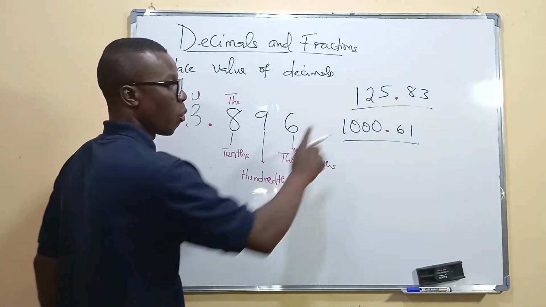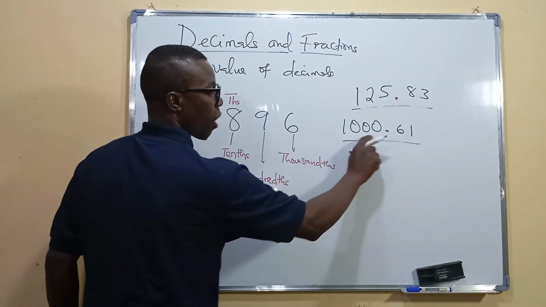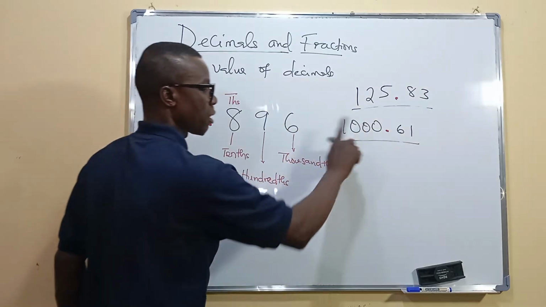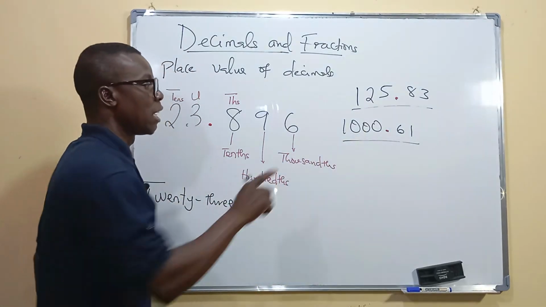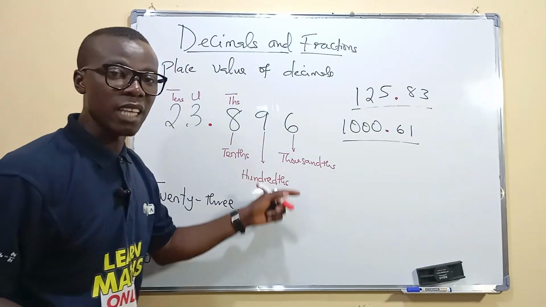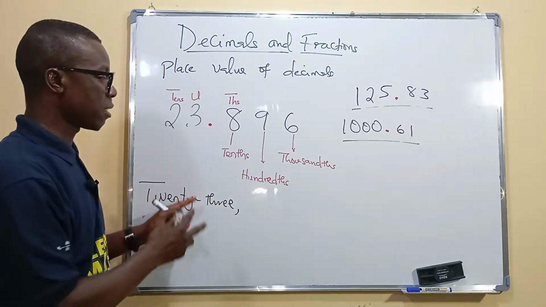So for something like this, this is 125.83. This here is 1000.61. Not 1000.61. Nope, it is 1000.61. Now that is exactly how we call out these decimals.